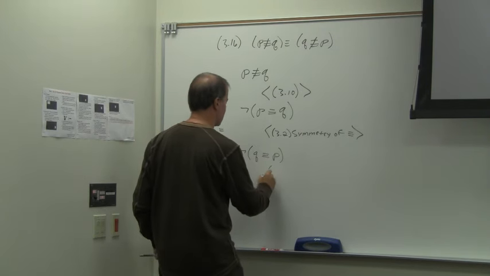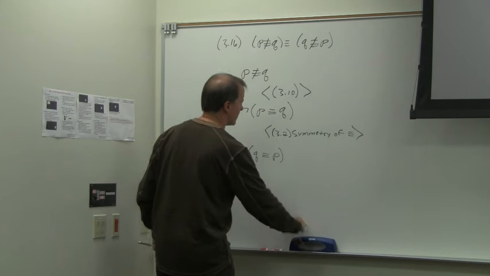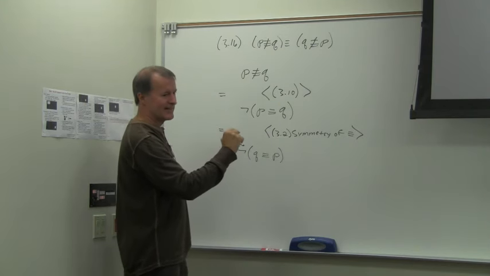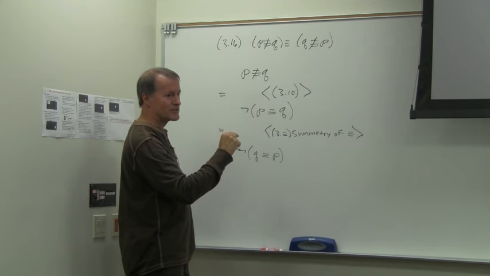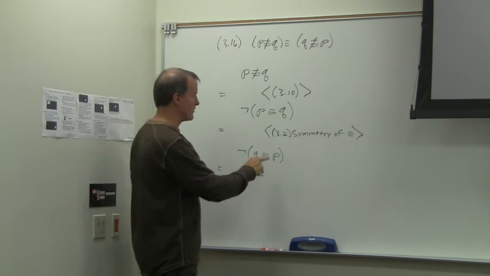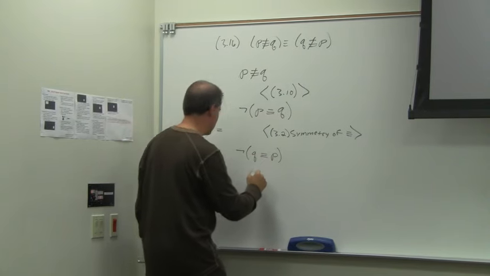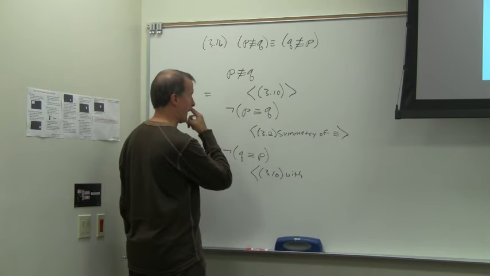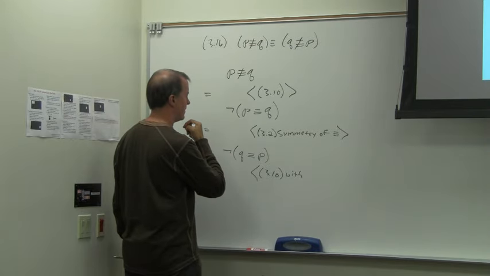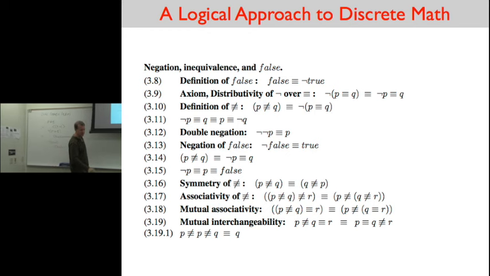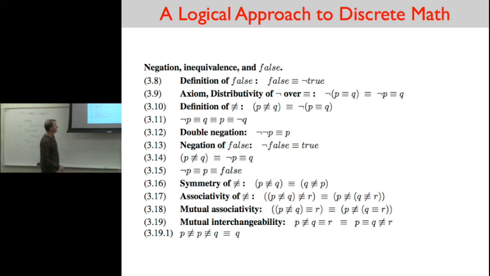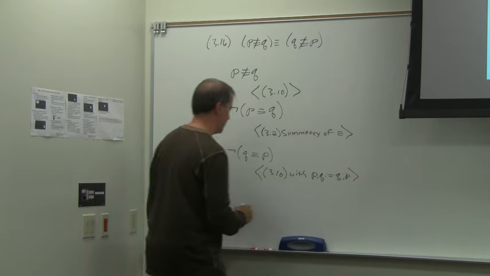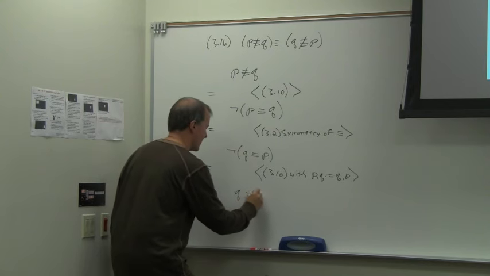But this time when we use 3.10, by the way, you guys, make sure to put parentheses around your theorem numbers. Whenever we have a number that's not a theorem, like an exercise number, we will not put parentheses around it. I'm going to be real picky about putting parentheses around these numbers. But anyway, this equals by 3.10, with PQ replaced by QP, and then this is Q not equals P. Boom, we're done.